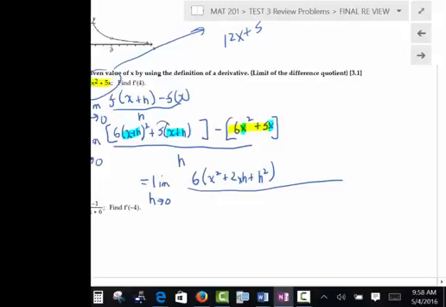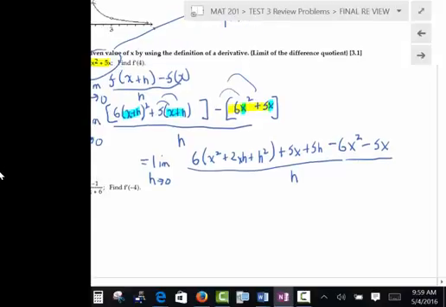Then 5x plus 5h. Distribute the negative through the parentheses to get negative 6x squared minus 5x, all over h. It's all just an algebra exercise. Once you get everything built, you should be able to do the algebra. I would hope a Calc 1 student by the end of the semester has hardly any issues with this. It's okay at the beginning of the semester, but you need to have this down pat by now.